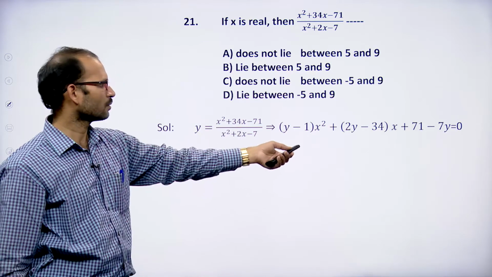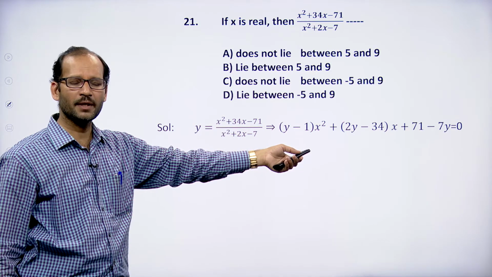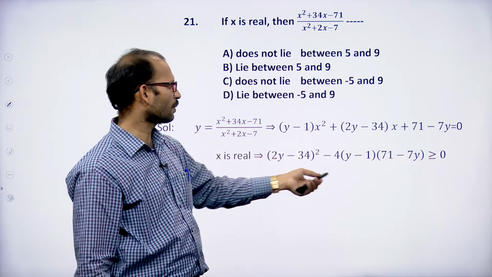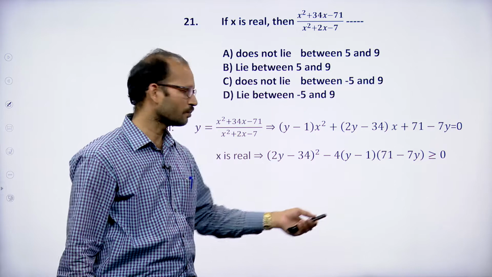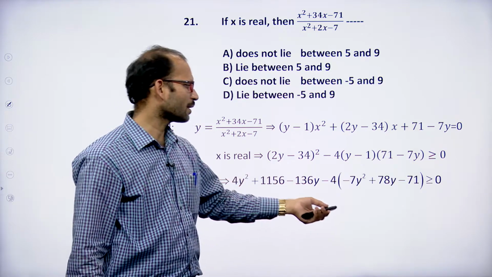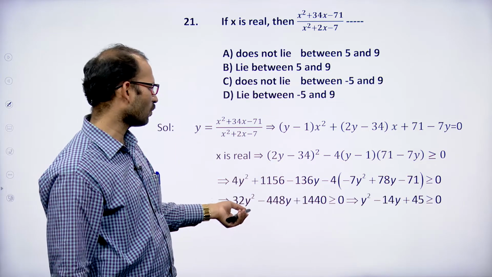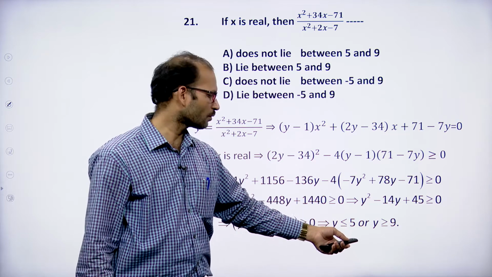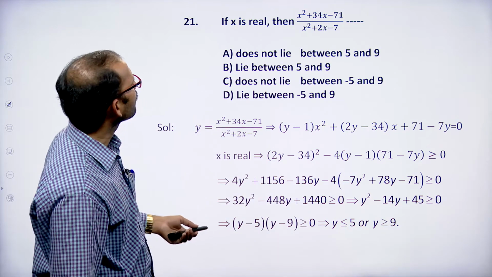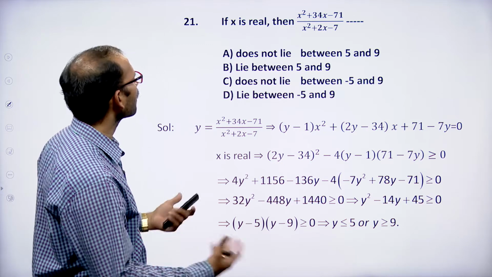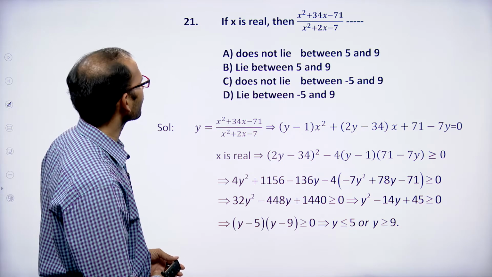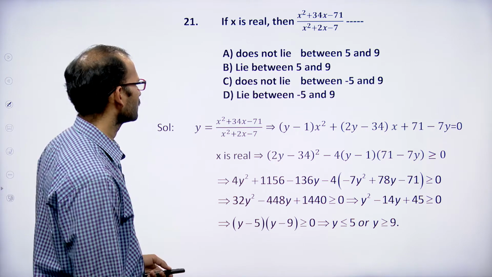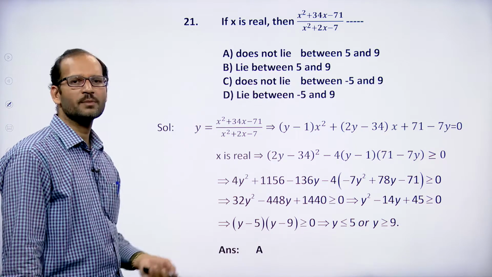Taking y, cross multiplying, and making a quadratic expression, since x is real, the discriminant is greater than or equal to 0. So we form another quadratic inequality in terms of y. We got y values: y less than or equal to 5 or y greater than or equal to 9. So it does not lie between 5 and 9. Yes, so the first option is my answer.